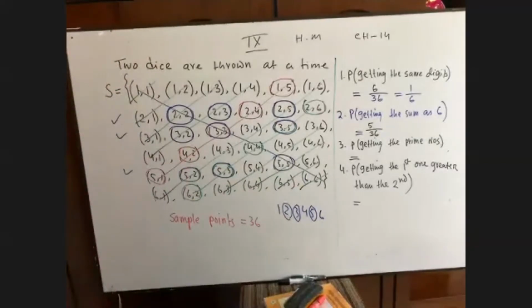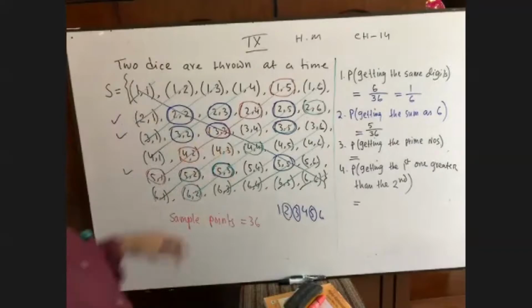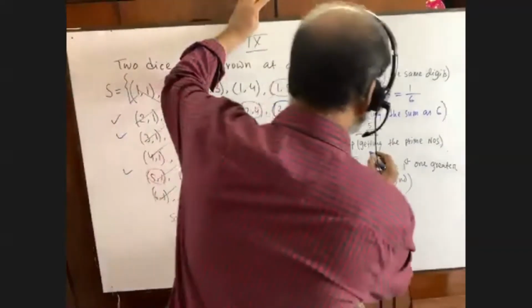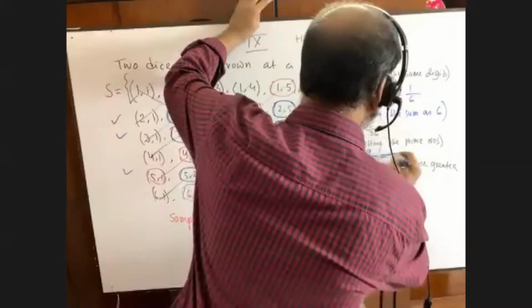So how many are we getting? 1, 2, 3, 4, 5, 6, 7, 8, 9. So our answer is 9 by 36. 9 by 36 is equal to 1 by 4.